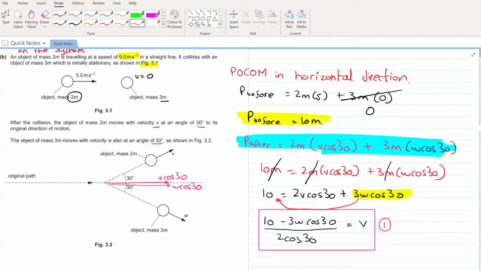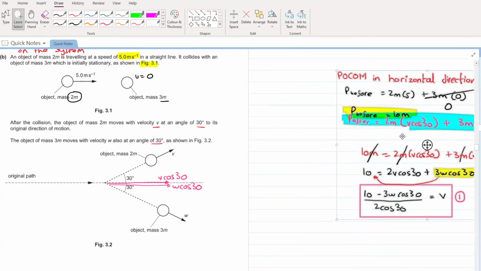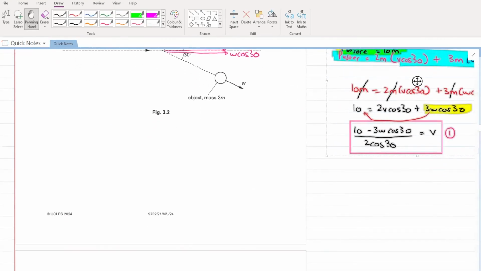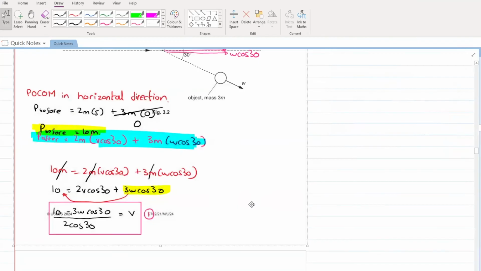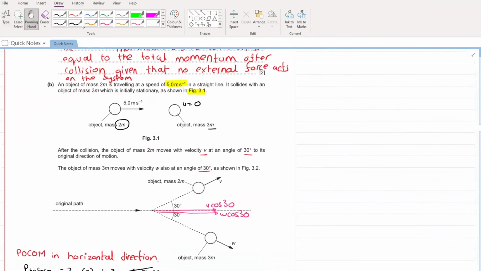Yes or no? Now let's apply principle of conservation of momentum in the vertical direction. इसको हम यहाँ पे put in कर देते हैं चलो. Okay, let's apply here the principle of conservation of momentum in vertical direction.